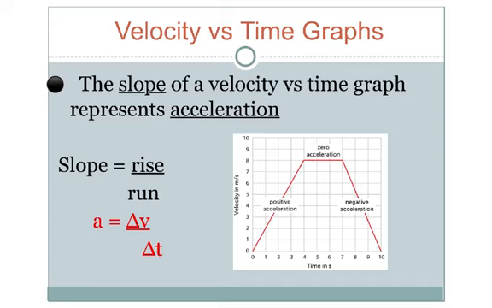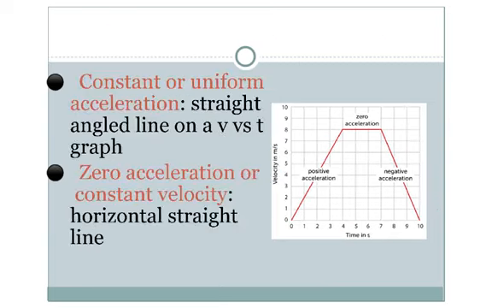Starting with velocity versus time graphs. The slope of a velocity time graph represents acceleration. So when we do slope, rise over run, our rise is velocity and our run is time, so change in velocity over change in time. And again, you'll recognize this as our formula for acceleration.